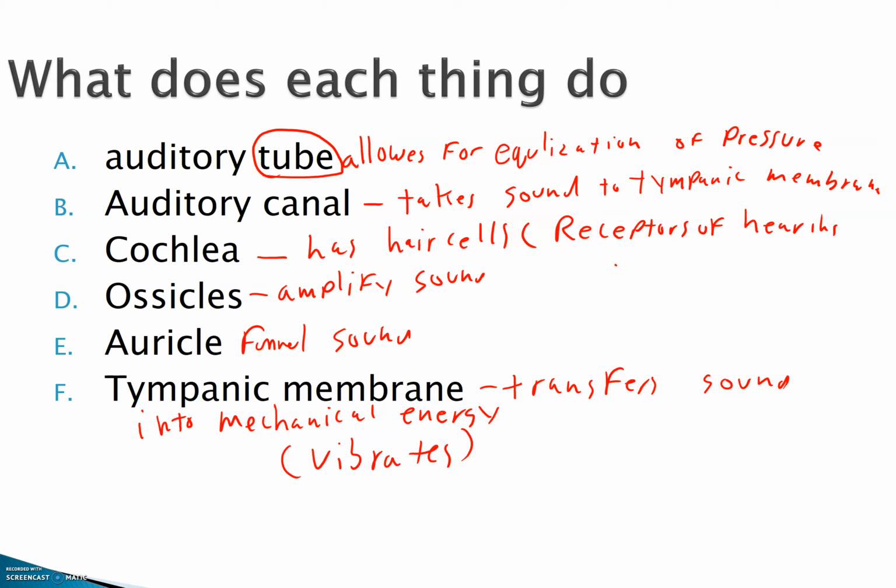The auditory canal takes sound to the tympanic membrane. The cochlea has hair cells, which are receptors for hearing. The ossicles amplify sound. The auricle funnels sound into the auditory canal. And the tympanic membrane basically creates mechanical energy from the sound, so it vibrates.